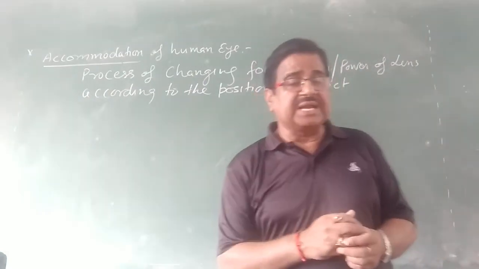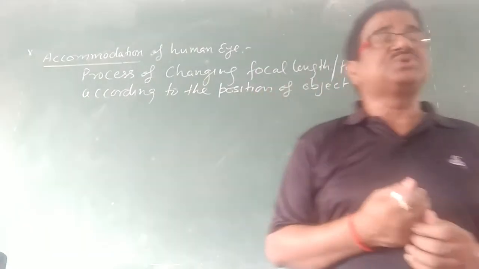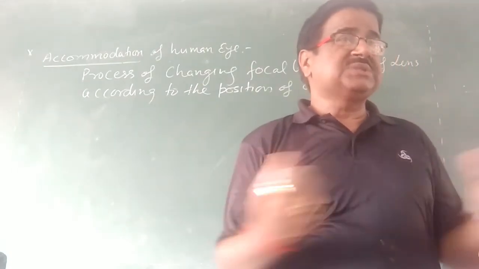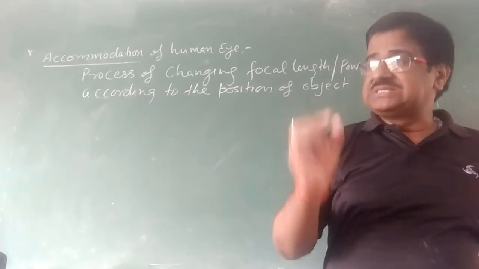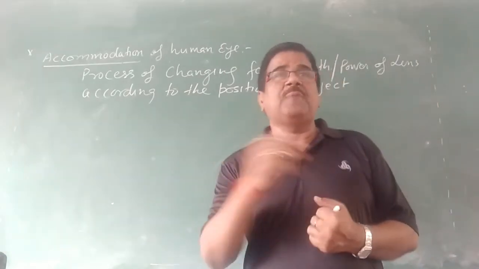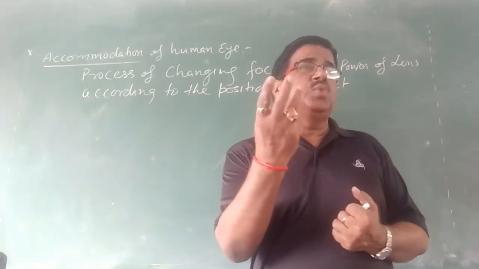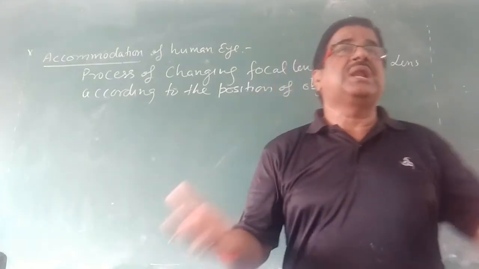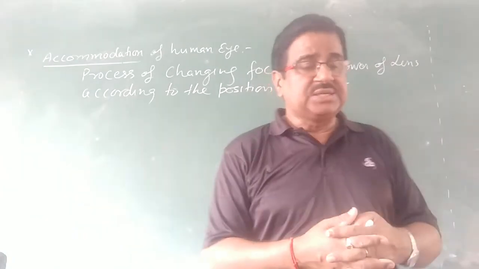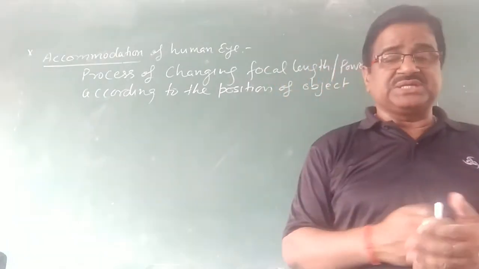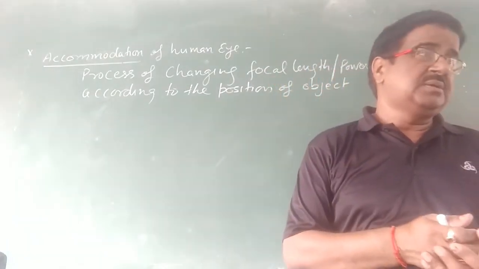When the muscles are relaxed, the lens becomes thin. And when the lens is thin, what will happen? Its power will reduce, the focal length will increase. This enables us to see the distant object clearly.